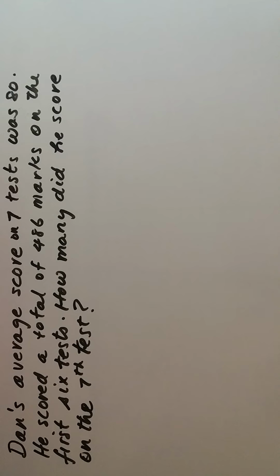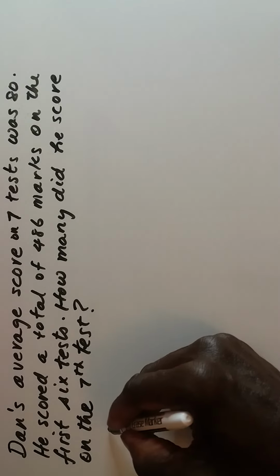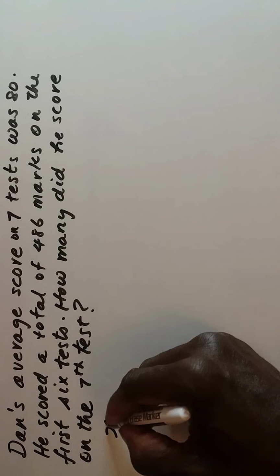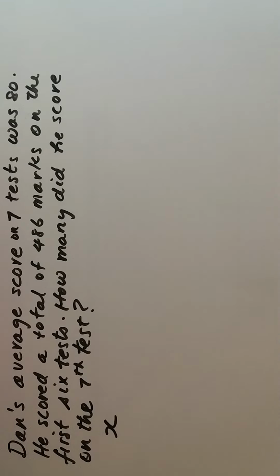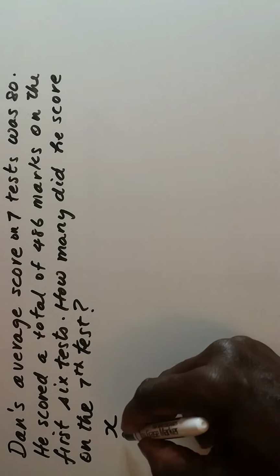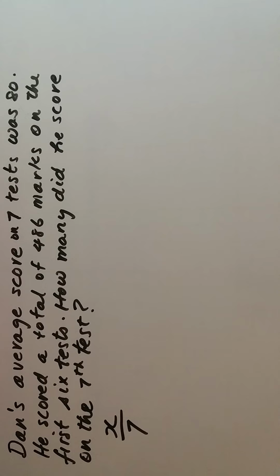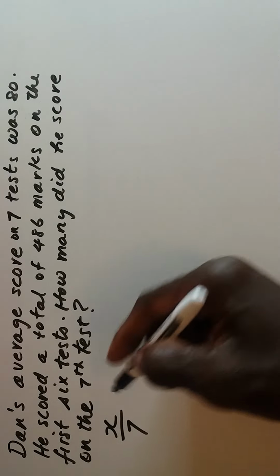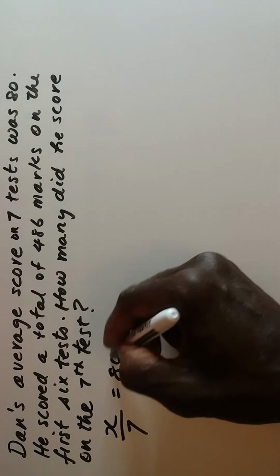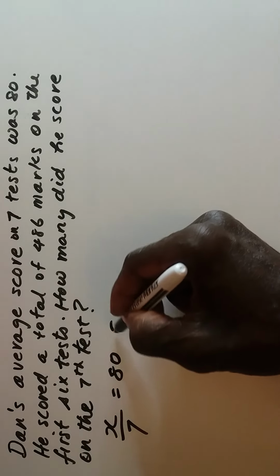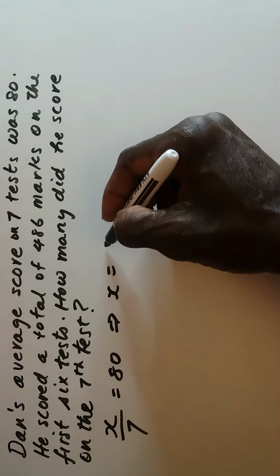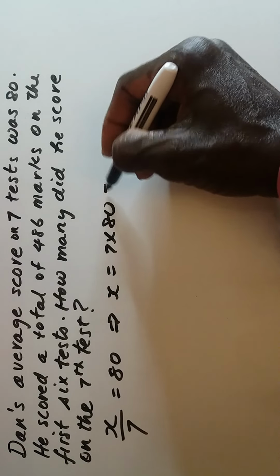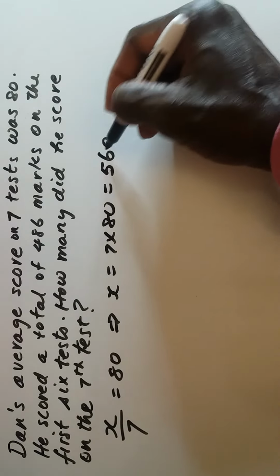Well, to find an average, we normally sum up the data items, let's call that sum x, and divide it by the number of data items. In this case, there were 7 of them, and this is equivalent to 80, as the problem says. His average score on 7 tests was 80. And so this implies that x is equal to 7 times 80, which is 560 marks.